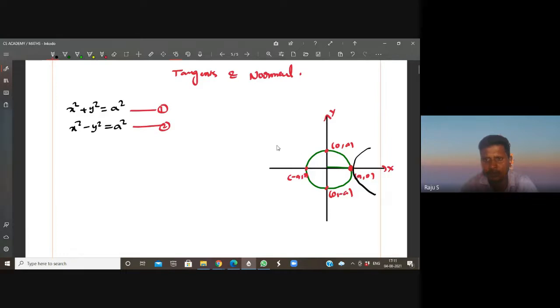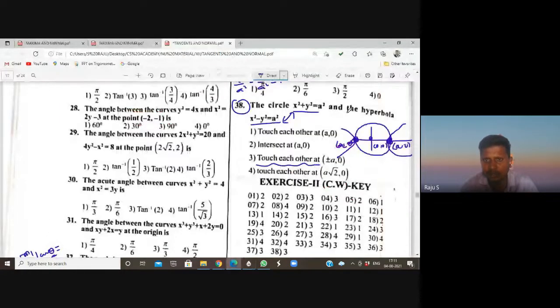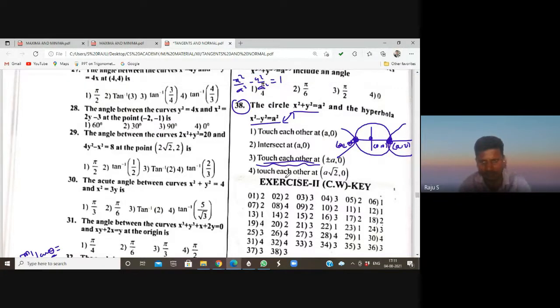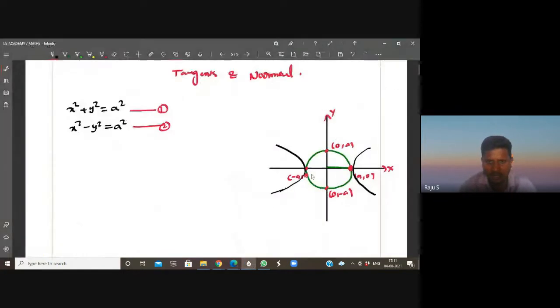Yeah, this is the graphical representation of this. But in question 38, they are simply asking whether the circle and hyperbola touch each other. Nothing but here, no need to find dy by dx. You simply have to find the point of contact.